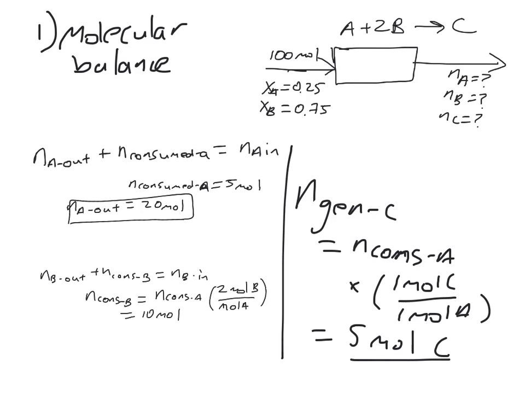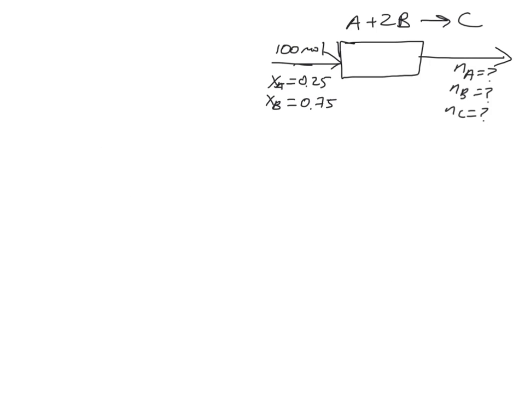And that's the idea behind the molecular balance equations. We write out these equations whether a species is consumed or generated, and if we know how much is consumed or generated of another species, we use the stoichiometric ratio to calculate the consumption or generation of other species. So that's the first method, molecular balance.